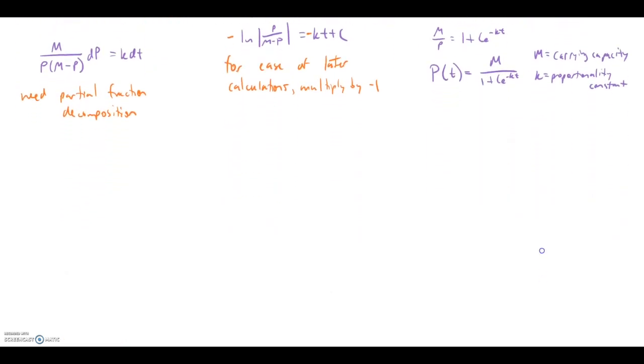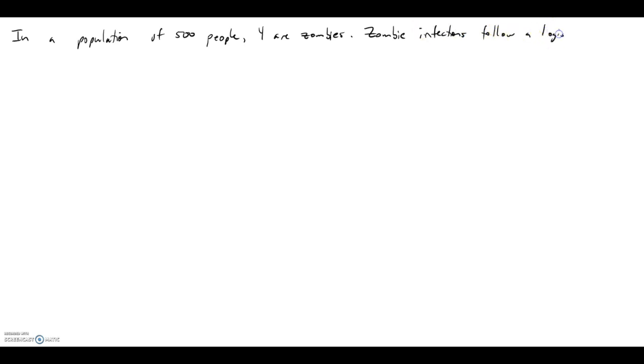And so we'll finish up the video by taking a look at one example to pull everything all together. And the example we'll look at states that in a population of 500 people, 4 of these people are actually zombies. And for the problem, we'll assume that zombie infections follow a logistic growth model. So that means we can model the infections using our differential equation, dp over dt equals k times p times the quantity 1 minus p over m.